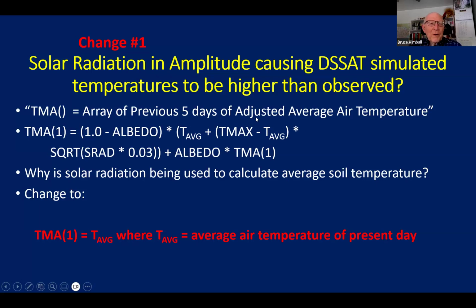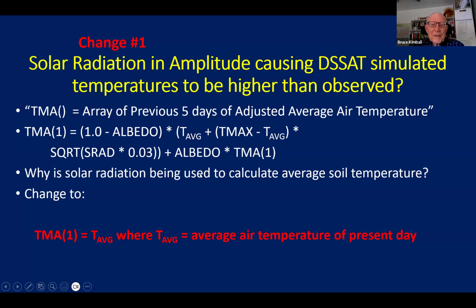And I started looking at the code, and here I found this equation where this is the average temperature, or this is the temperature in a particular day, and then it does some averaging over 5 days. But anyway, this temperature has got solar radiation in it, and then here's 1 minus albedo, and then here's this temperature stuff. And I said, why on earth is solar radiation being used in there? If you've got a nice warm day, and you're doing an hourly kind of simulation, that makes sense.